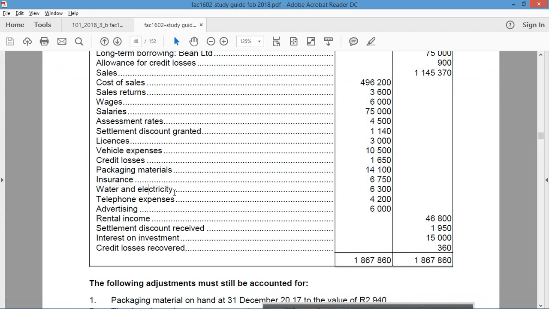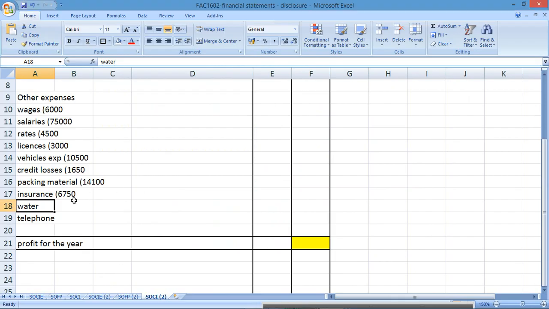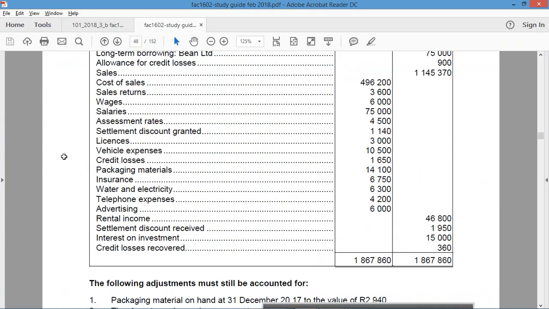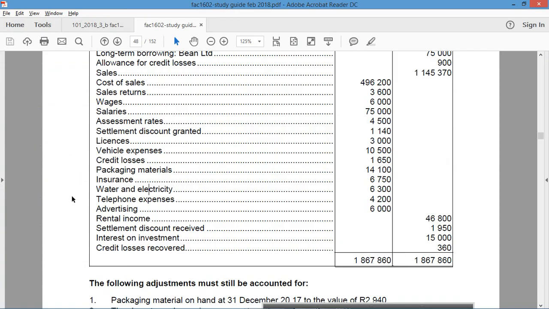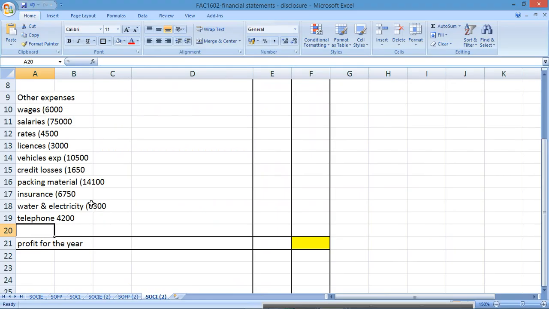Okay, the water and electricity 63. The telephone 42. Yes. And then you've got advertising. No, yeah, we did telephone. Yes. Advertising 6,000.